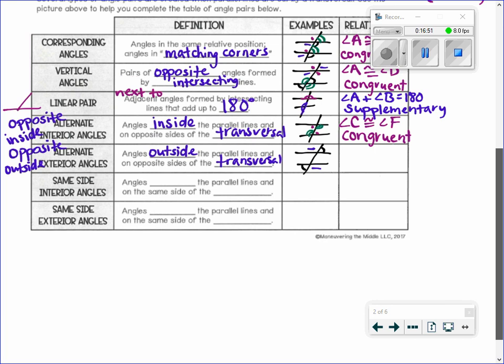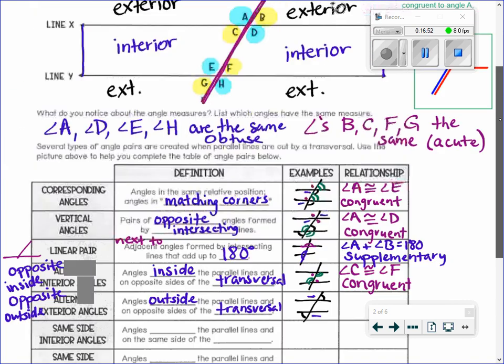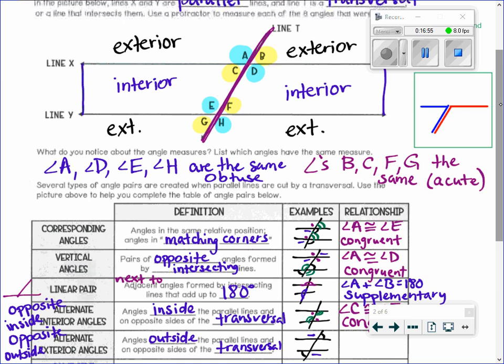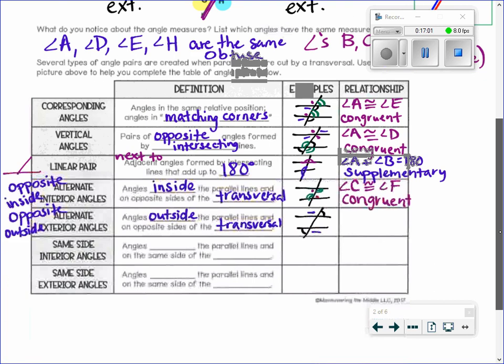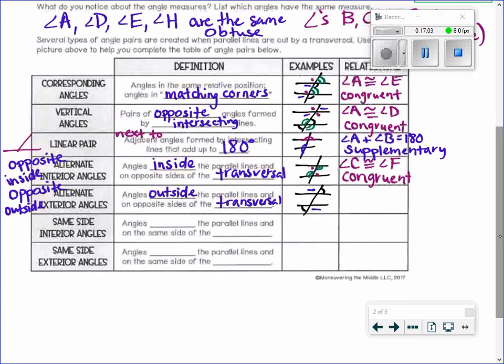I know I'm doing a bunch of scrolling back and forth. Angle A is on the exterior. What is it alternate exterior to? H. Good. Angle A and angle H. And are angle A and H same or different colors? Same. So they're both, angle A is congruent to angle H. They are congruent. They're both obtuse.